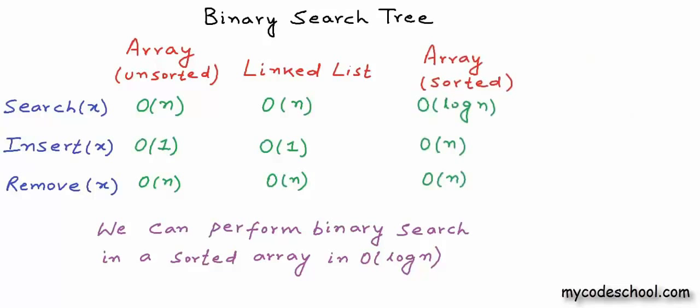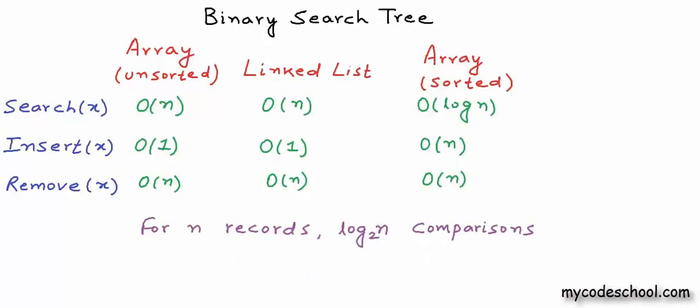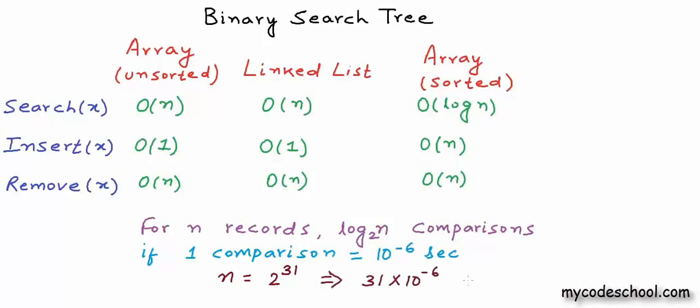Okay, so when we are using a sorted array, the cost of search operation is minimized. In binary search for n records, we will have at most log n to the base 2 comparisons. So if we can perform a million comparisons in a second, then for n equal to 2^31, which is greater than 2 billion, we are going to take only 31 microseconds. Log of 2^31 to base 2 will be 31. Okay, we are fine with search now. We will be good for any practical value of n.